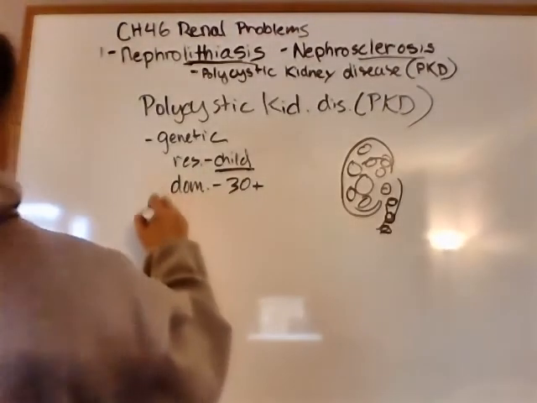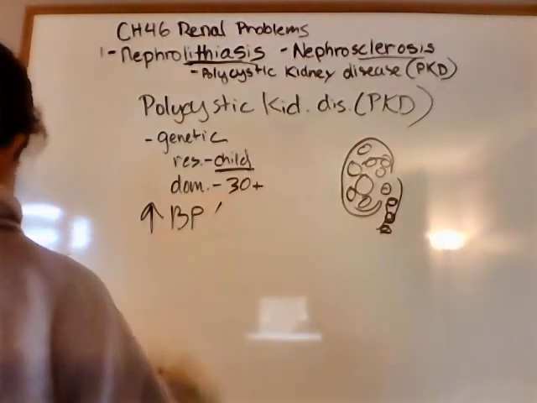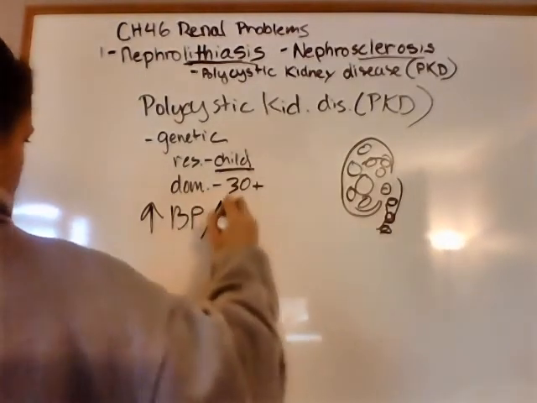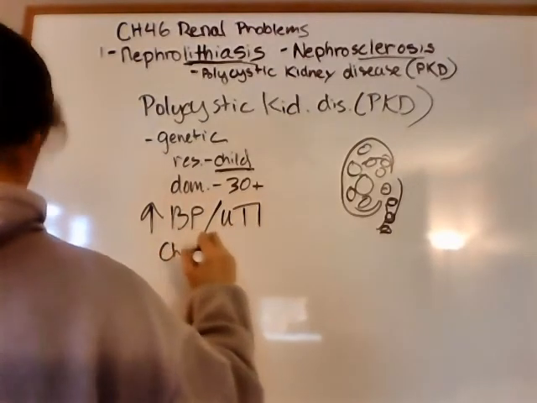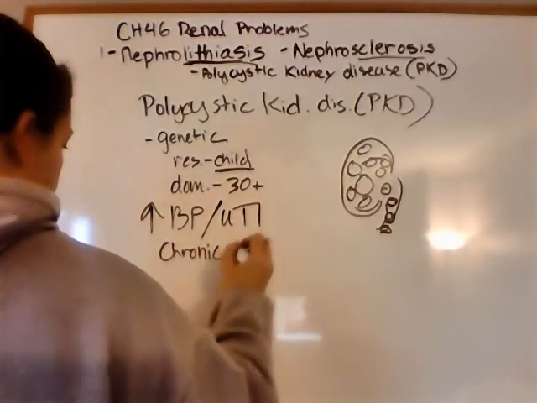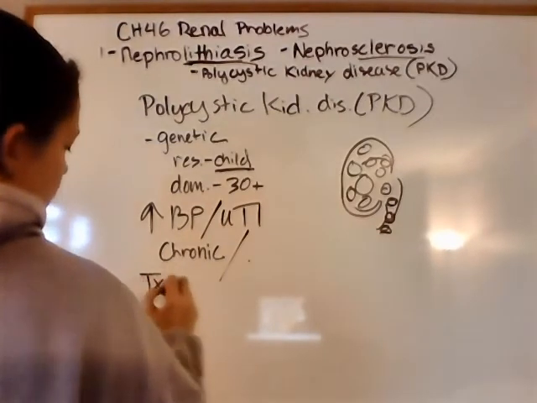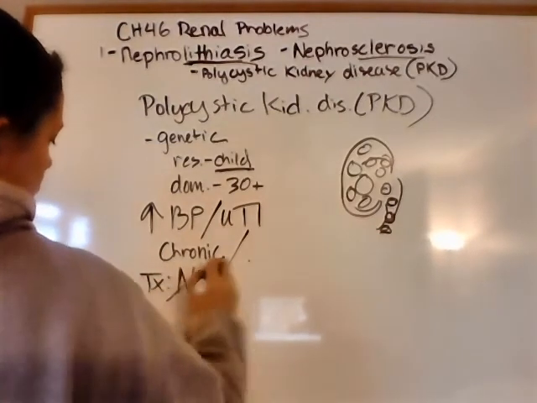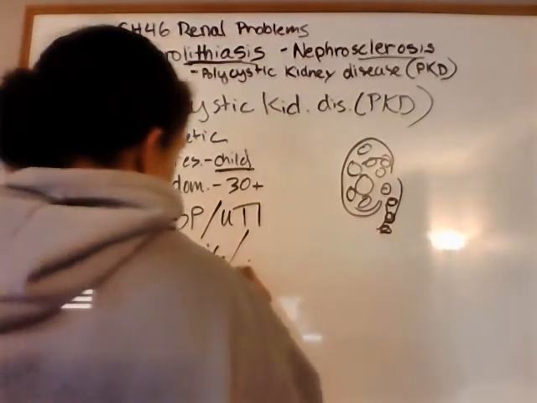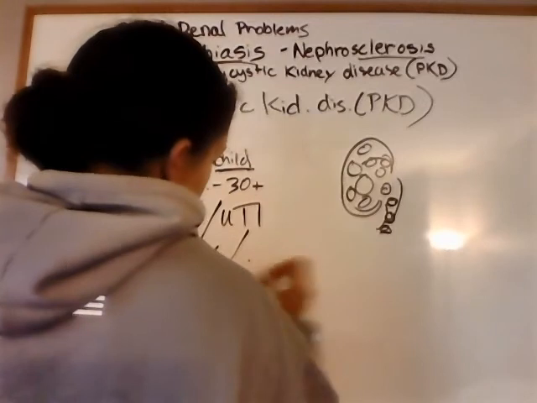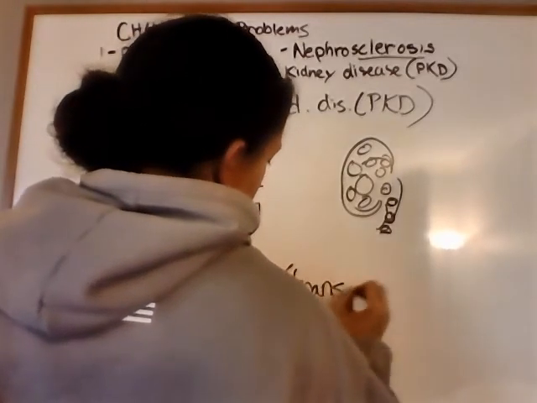Your manifestations of this are going to be high blood pressure. Again, like I said, blood in the urine because of the ruptures of the cysts, UTIs, chronic pain, and again, it affects the liver. There is really no treatment for this, unfortunately, because it is a genetic disease, but we can try and treat the pain, and of course, we're going to try and get a transplant.